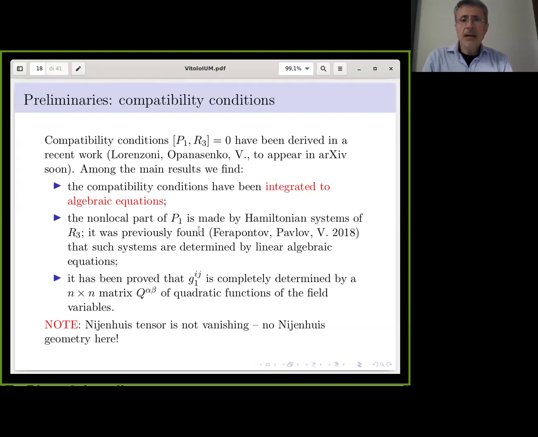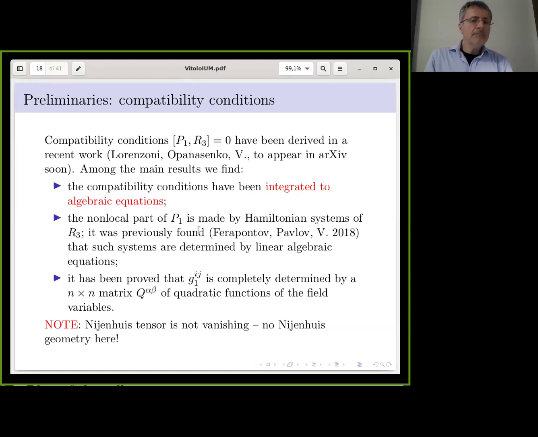This, of course, is in line with the previous statement, the fact that compatibility conditions have been integrated to algebraic equations. And then another feature is important. We have a structure formula, and it is more precise than what I'm writing here. And it has been proved that the metric of the first-order operator is completely determined by a square matrix of quadratic functions of the field variables. And this makes finding compatible first-order operators quite possible.